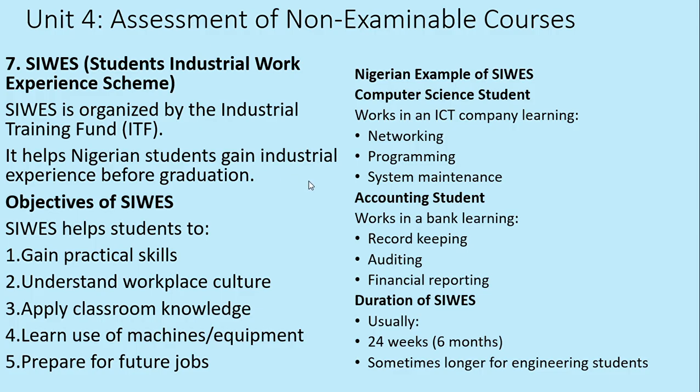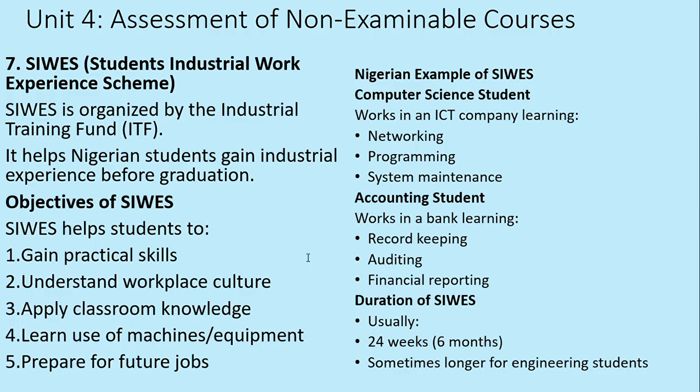Then number 4, learn use of machines and equipment. So let's say the organization you are taking your COS, they have machines, maybe they have supercomputers. There you can learn how to use them. Maybe they have workstations. There you can learn how to operate them, how to make use of them. So those are objectives of COS.